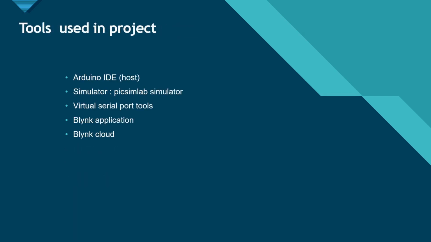Tools used in the project. We are using Arduino IDE as host for developing the code and to upload the code to our target, which is the Arduino Uno board. We are using the Proteus simulator for developing our system. Virtual serial port tools we are using here for creating virtual communication ports for controlling the serial tank. The Android Blynk application is our dashboard to control our system, along with the Blynk cloud.